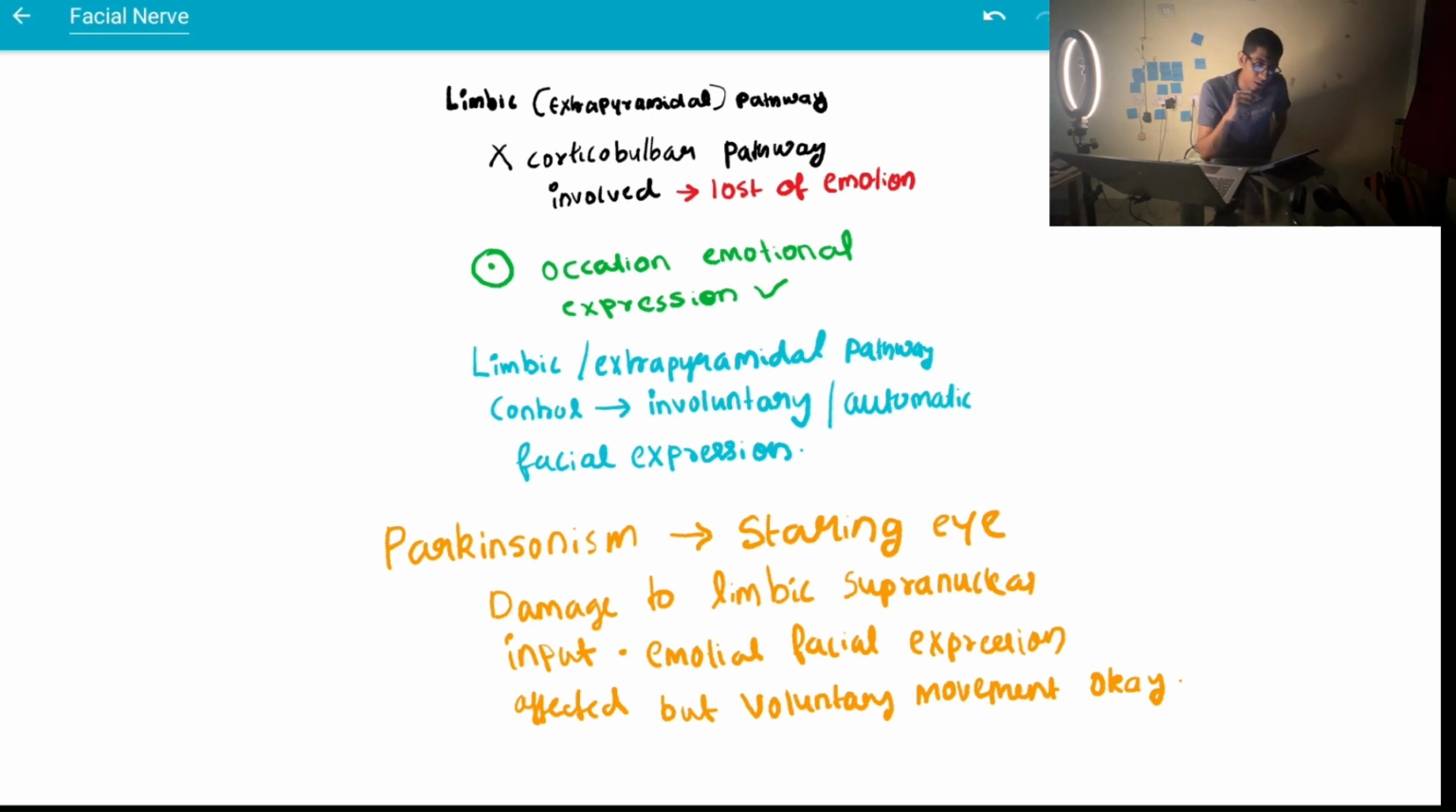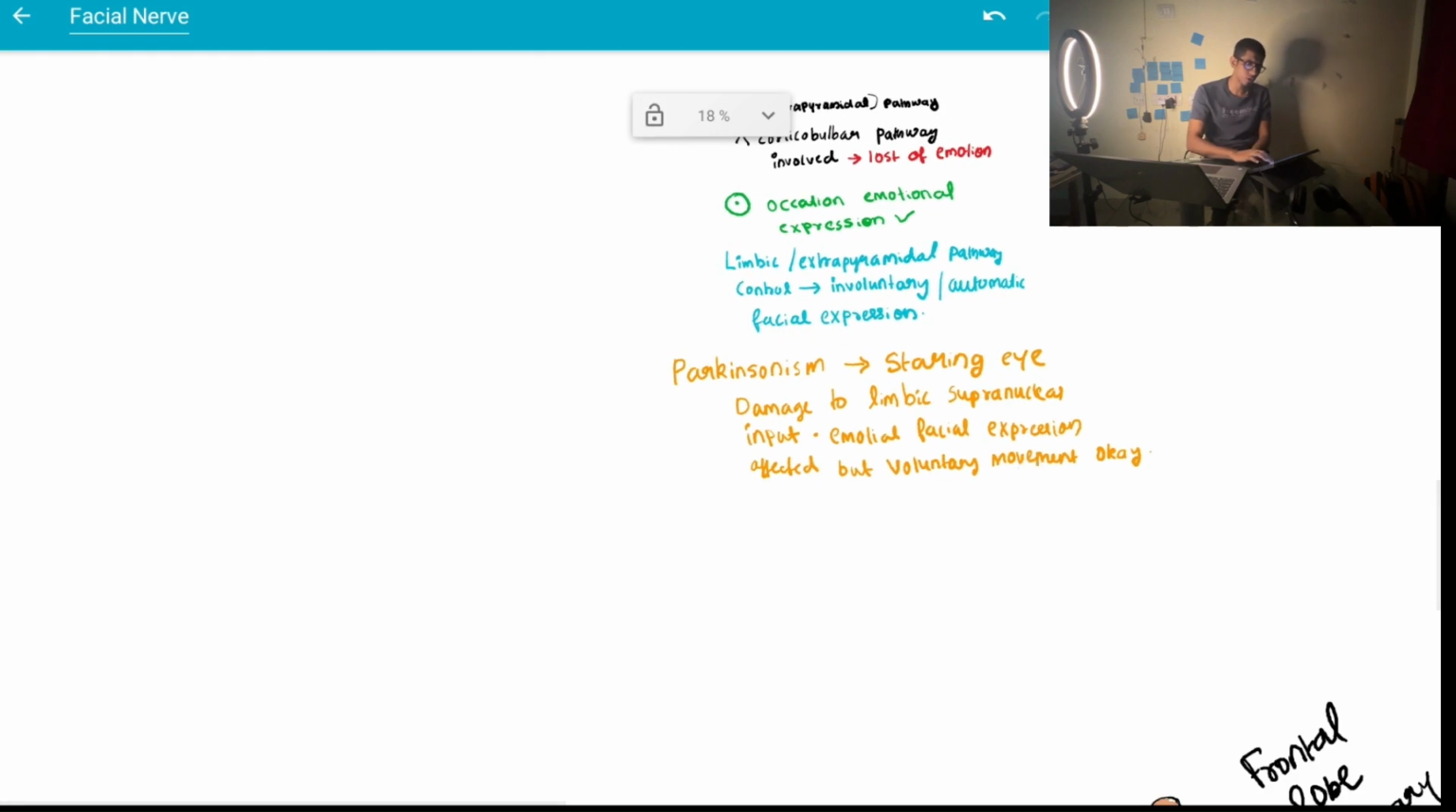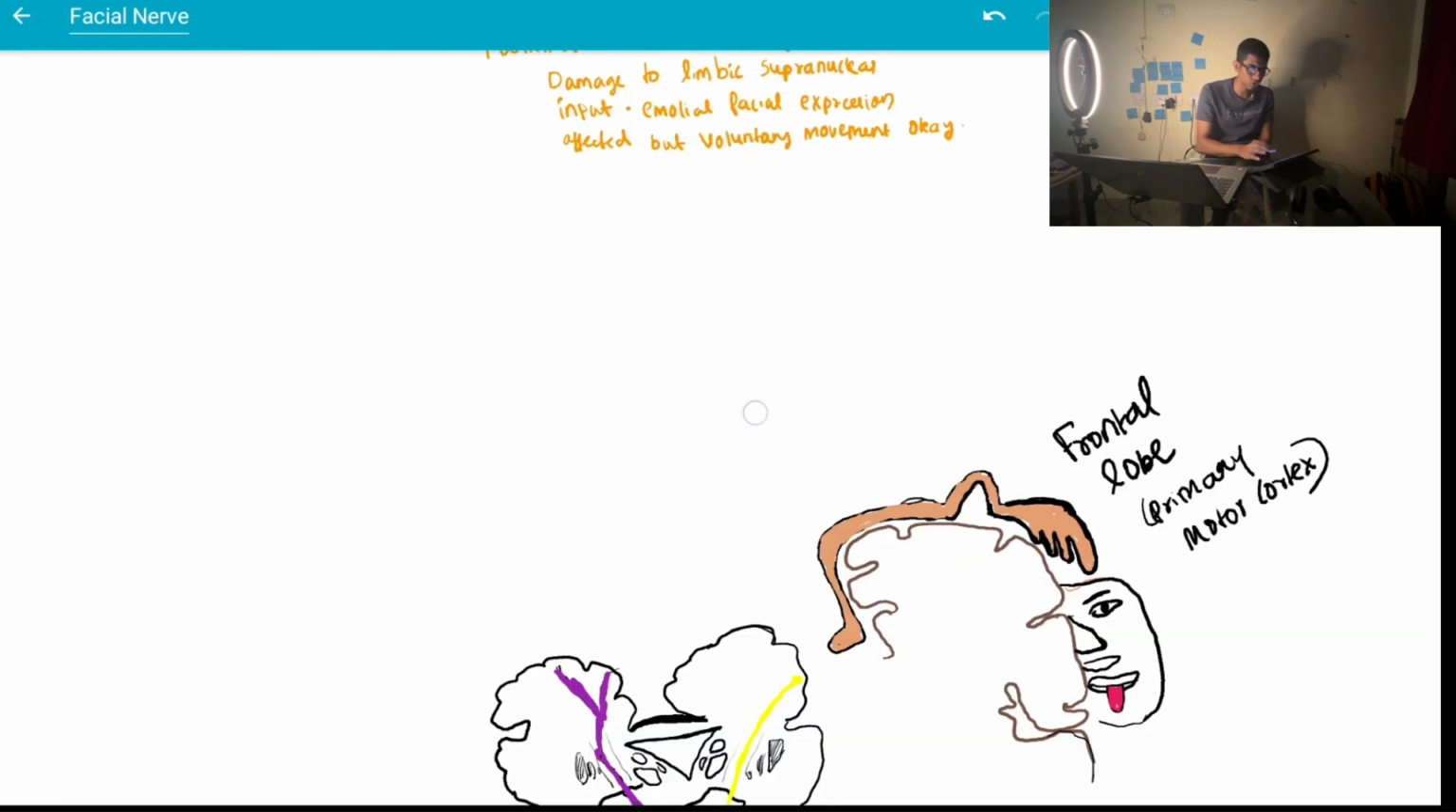They are completely okay with voluntary movement, but the emotion part, they suffer. If you ask them to close their eye, they can close their eyes, but emotions are not coming out because there is a problem with the extrapyramidal limbic system, the limbic pathway. I thought this is a two factor which you need to know.